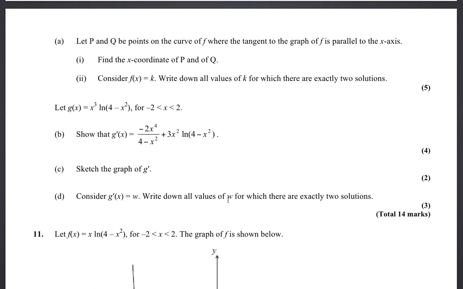Write down all values of w for which there are exactly two solutions. So if I draw a line here, there will be 4 solutions. At 0, I think there are 3 solutions. At this point, if I draw, there are 2 solutions, right? Okay, and at this point, let me find the maximum and minimum value.